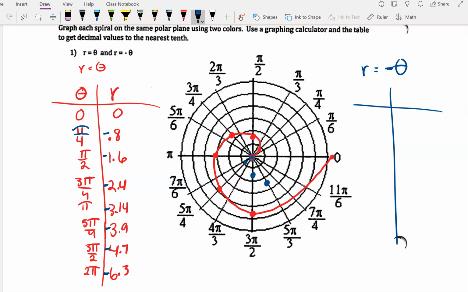And then keep that going all the way around. So I go over to pi, and then the opposite direction, 3.14, 1, 2, 3. 5 pi over 4, and then backward 3.9. 3 pi over 2, and then backward 4.7. And then the last one I'm going to do is go to 2 pi, but then go backward. 6.3 is going to take us over here. So this is what my spiral ends up looking like.